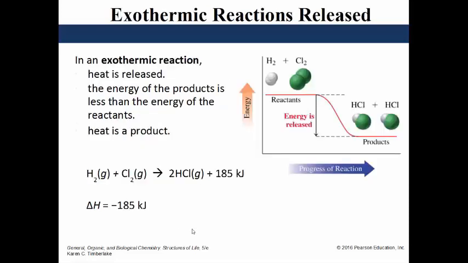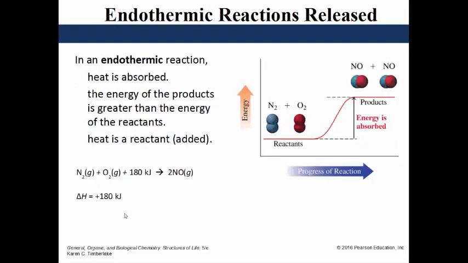There are two main types of reactions, based on whether you release energy or absorb energy. The first one, exothermic. Exo means outside, so exothermic. Thermic means heat, so this translates into releasing of heat. So in this example, the energy of the products is less than the energy of the reactants, because heat is a product. So this is where energy gets released. So here, hydrogen plus chlorine gas gives hydrochloric gas, and also energy, 185 kilojoules of energy. Whenever you release heat as a product, as an exothermic reaction does, you'll have a negative enthalpy.